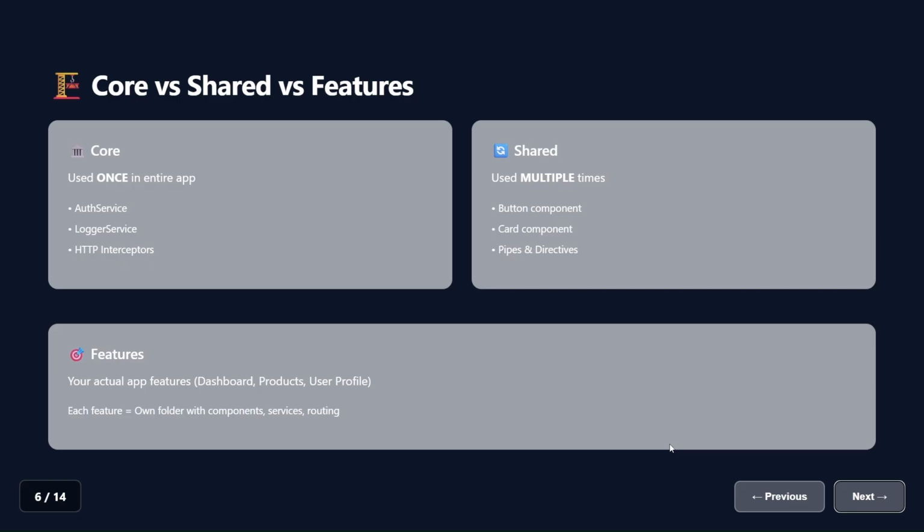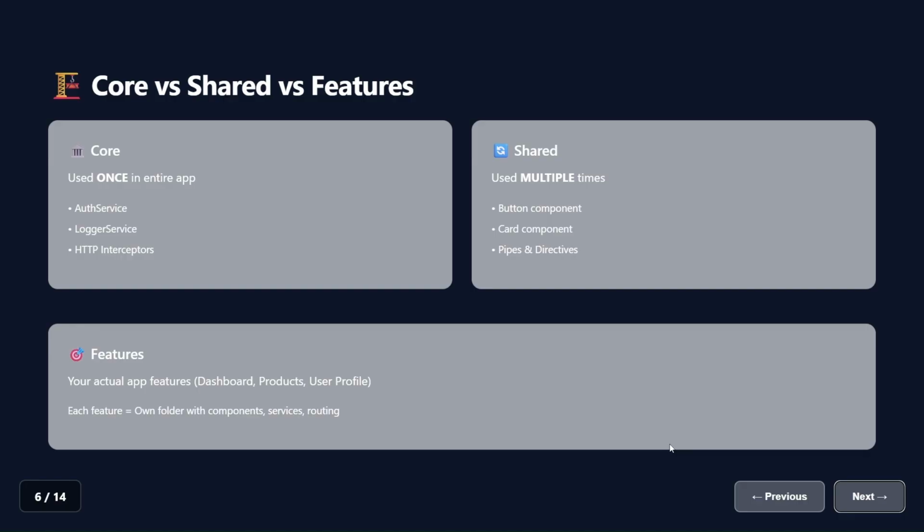The folder structure that professionals use. This contains three main concepts: one is the core folder, the shared folder, and the feature folder. First one is the core folder. This has things you use once in your entire app, like services that run throughout, like an authentication service, logging service, and HTTP interceptor. Think of core as the foundation of your building, which is set up once. It can contain things like auth service, logger service, interceptor, etc.